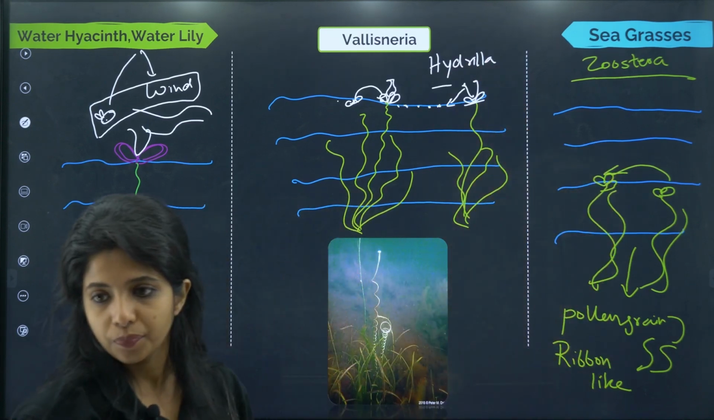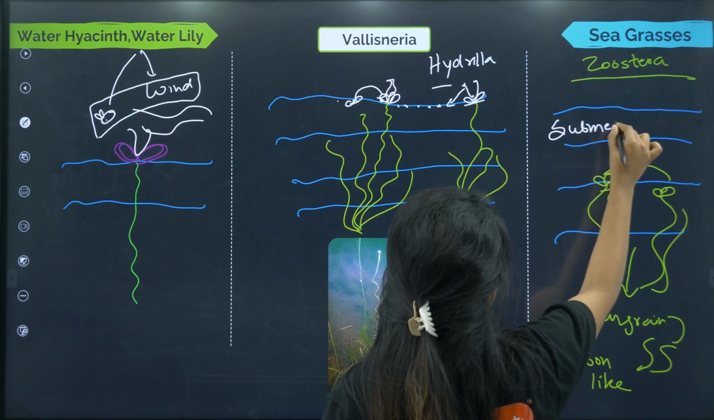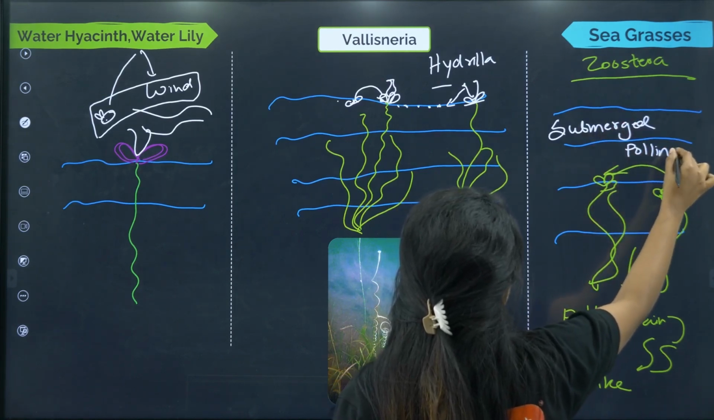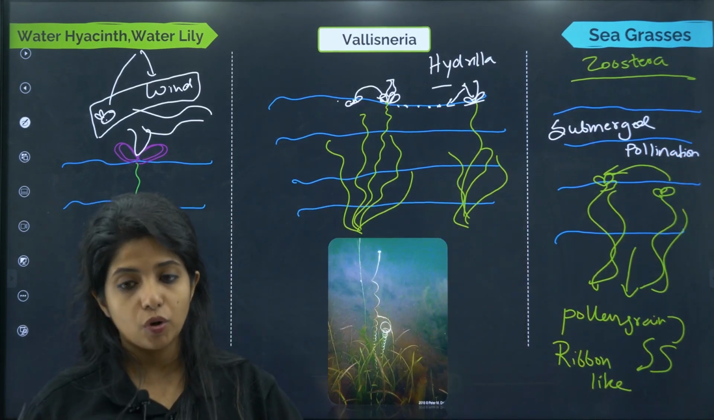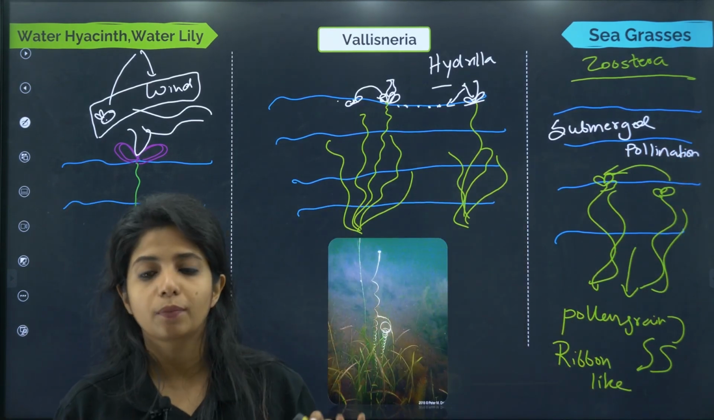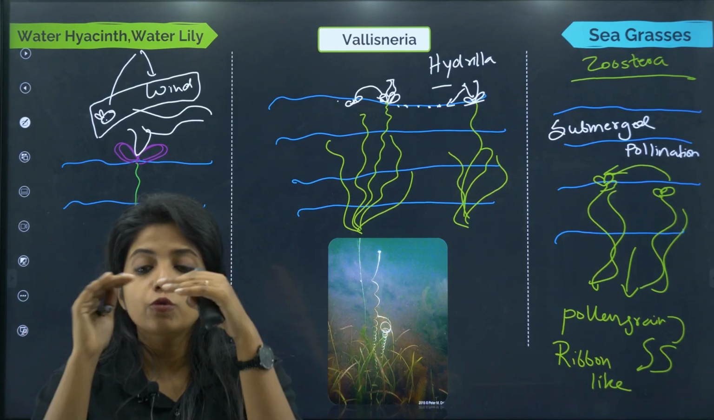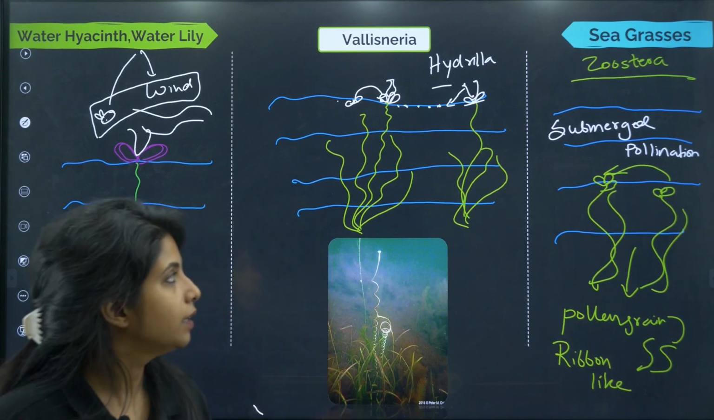It does submerged pollination. When it is submerged pollination, obviously these pollen grains have to move, which is why they are ribbon-like. Now one more thing, when pollen grains are in water, they are covered by a mucilaginous covering which does not allow their decay, otherwise they would get decayed.